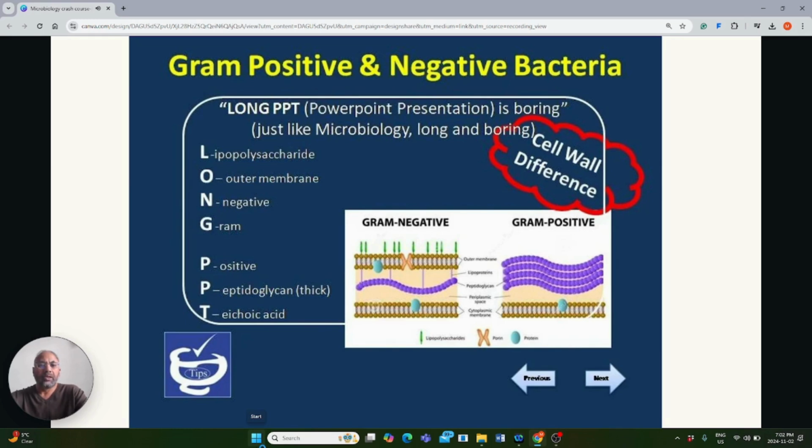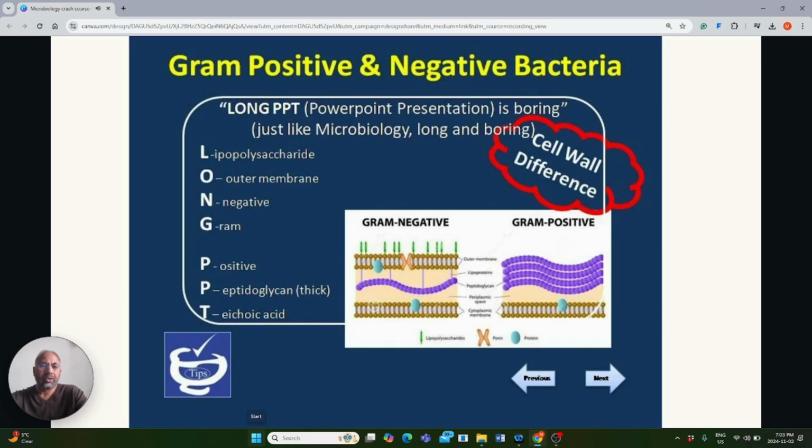Again, another mnemonic for you to remember this more clearly. Generally, we find long PPTs very boring, and that is one of the reasons why we have tried to keep this PPT rather short. So what does the LONG PPT stand for? L is the lipopolysaccharide, O is the outer membrane, N is negative, and G is gram. So gram-negative organisms have an outer membrane which contains lipopolysaccharide.